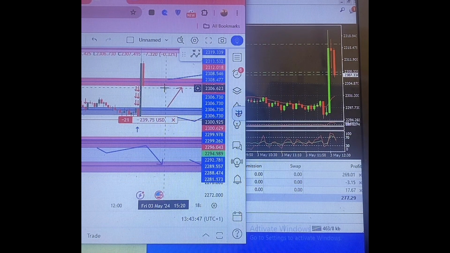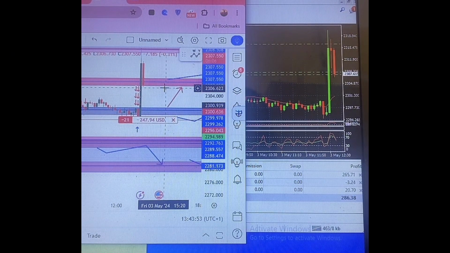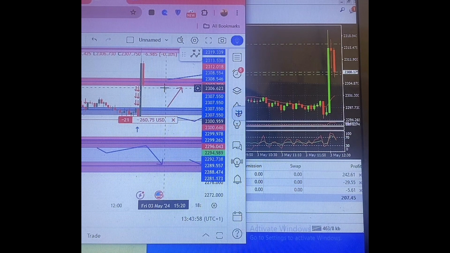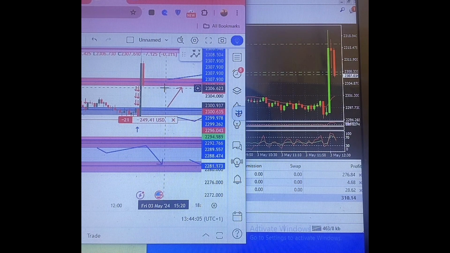Okay, but let's wait. Now this is the wait. Just wait a bit, I'll tell you when to enter. When we are broken completely from this pink zone, we can start entering because it has confirmed that the breakout was sure.